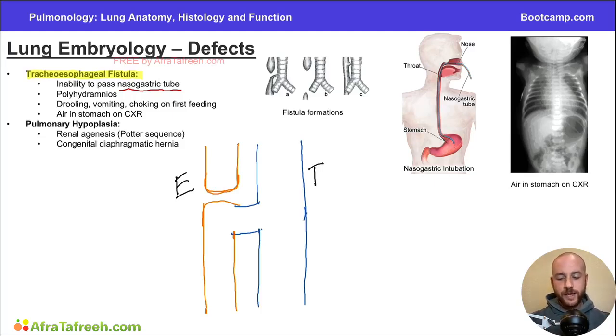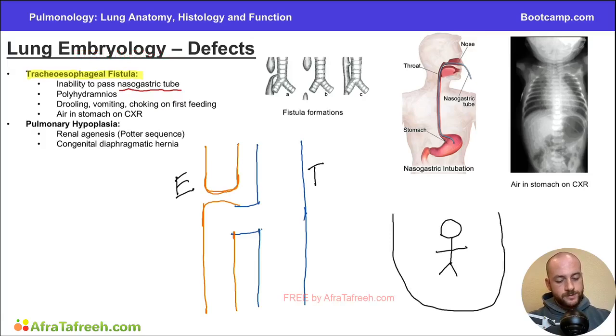Now, how do we explain polyhydramnios in the setting of tracheoesophageal fistula? Well, let's just draw in a little cartoon baby here sitting in the mother's uterus. And let's recall the cycle of amniotic fluid. So amniotic fluid is produced into the uterus. It is then swallowed by the baby and then peed out. And it's kind of a cycle like this. They swallow and pee and swallow and pee.